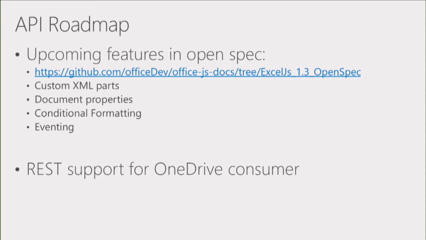In terms of upcoming features, like I mentioned, we have the open spec. Here I have the link to the 1.3 API that is currently in preview. Some of the things we're working on right now are custom XML parts, document properties, conditional formatting, and eventing. And in terms of the REST side, today Microsoft Graph supports both consumer and commercial accounts, so you can actually get data from accounts in Outlook.com and OneDrive. The Excel capability on OneDrive Consumer is not yet there, so it's something we're working on enabling by the end of the year.